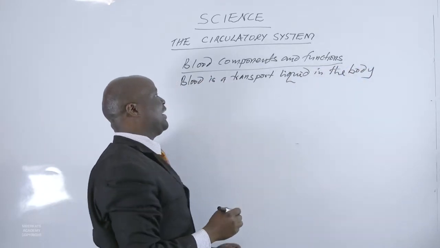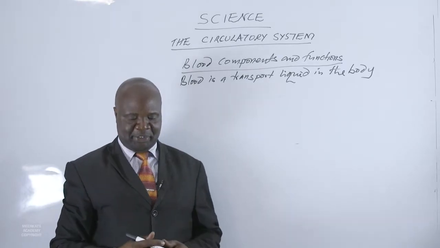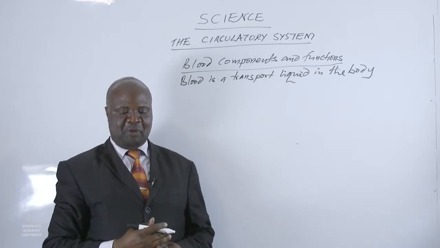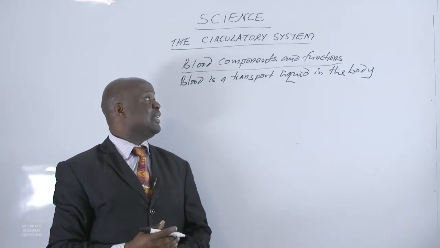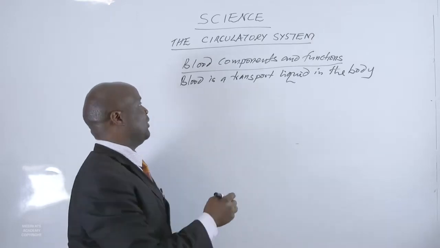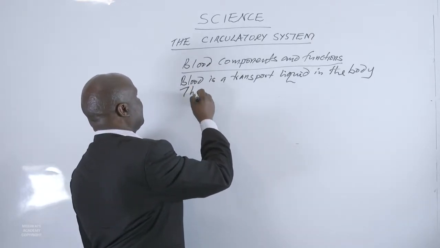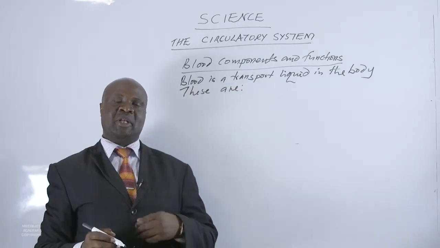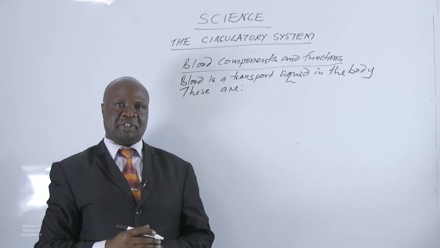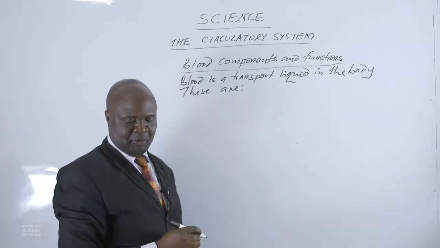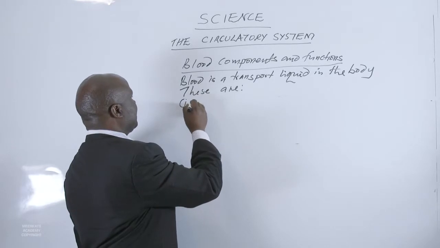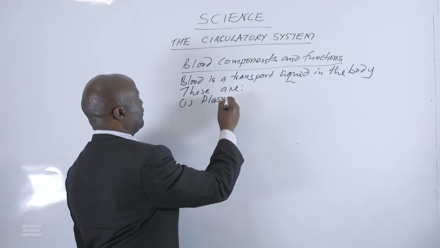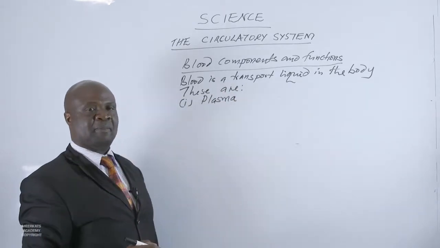So we are saying blood is a transport liquid in the body, and it is made up of 4 components. These 4 components are very important. We want to mention the 4 components which the blood is made of. One is called plasma.